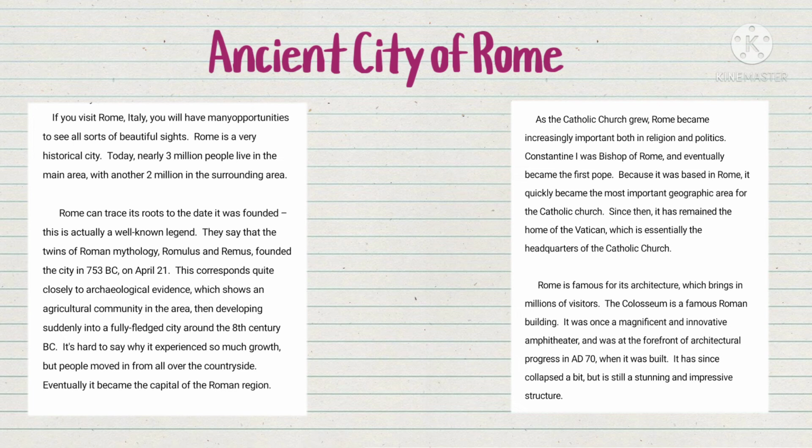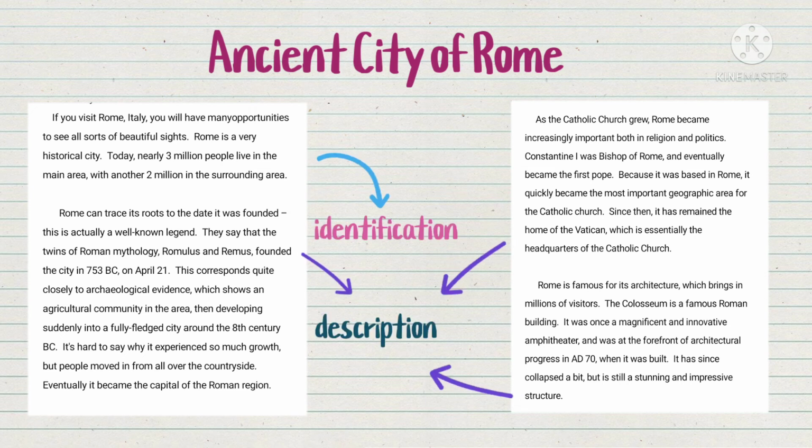Okay guys, according to the text you read, we can identify the text structure of the descriptive text on the city of Rome. The first paragraph is identification, and the second paragraph through the last paragraph are description.